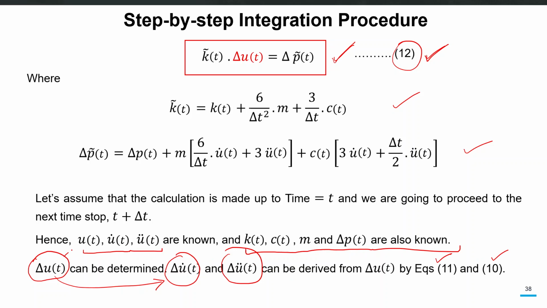So this delta u can be added to u of t, this delta u dot can be added to u dot of t, and delta u double dot can be added to this u double dot of t to get the next values. These next values will then be used as the input to calculate the next increments, and this process will continue until we solve it for all time increments.